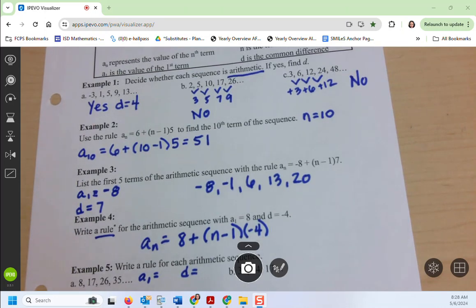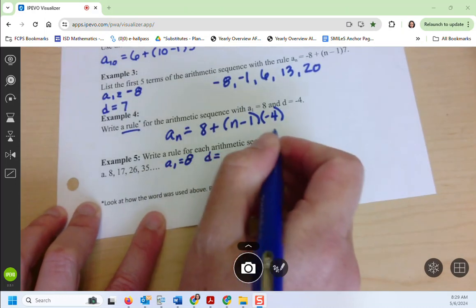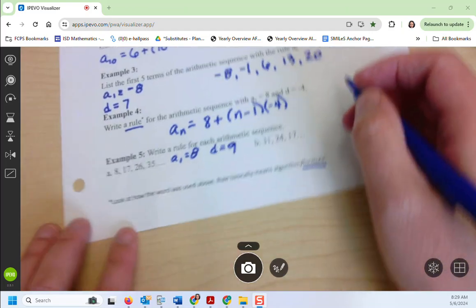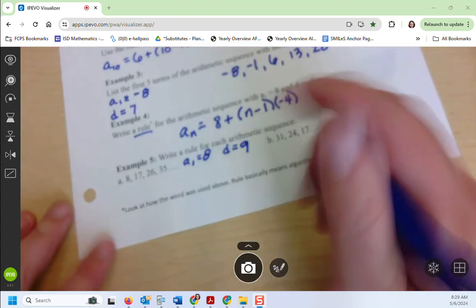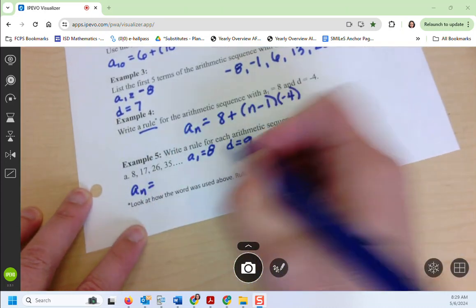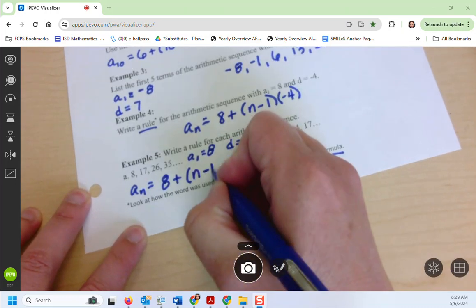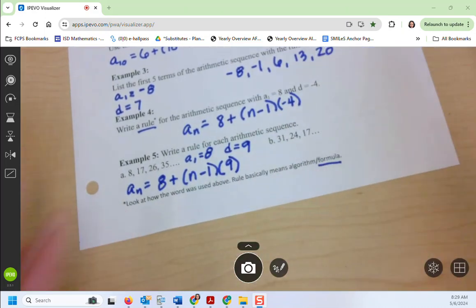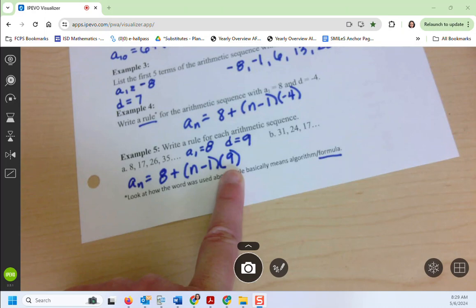So for the first one, your a sub 1 is your first term, which was 8. And then your d, you are adding 9 each time. And so then your rule, we're copying it from up here. A sub n equals your first term, 8, plus n stays a variable, n minus 1, and then times d. If d is positive, it's not essential that you put those parentheses there, but it's a good habit to put them there because then you won't forget when d is negative.